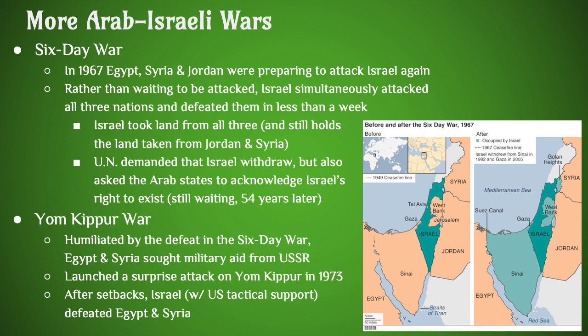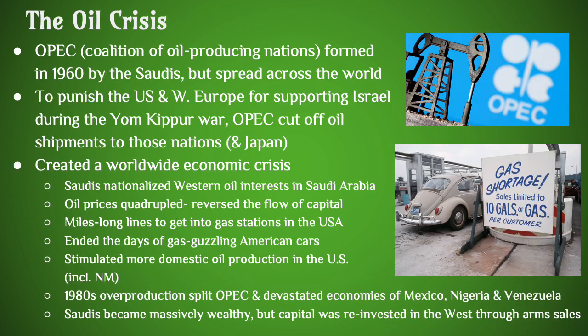And Egypt and Syria, Jordan didn't participate this time, Egypt and Syria decided to go after Israel on one of their holiest holidays. And after some initial setbacks where Israel was a little kind of on the ropes, with a little bit of tactical support from the United States, not military support, we didn't have troops on the ground, Israel was able to defeat Egypt and Syria.